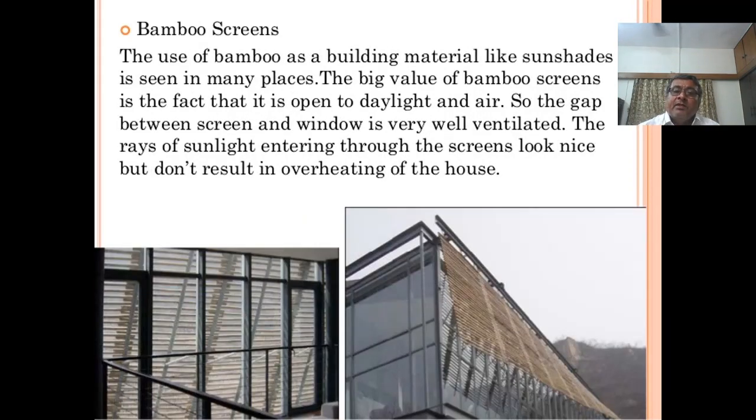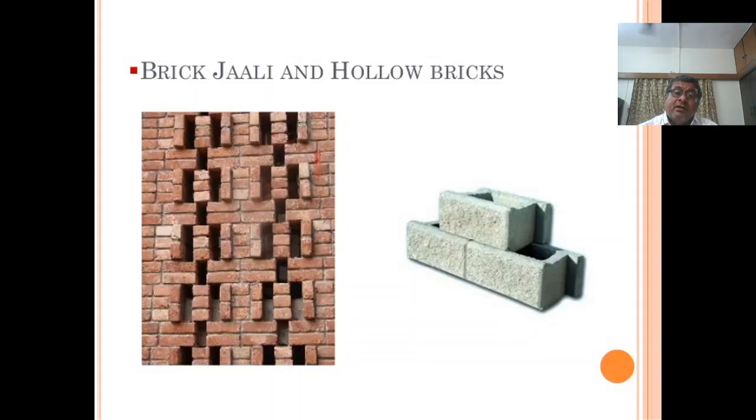Then bamboo screens. The use of bamboo as a building material like sunshades is seen in many places. The big value of bamboo screens is the fact that it is open to daylight and air. You can see here, the gap between the screen and the window, this gap, is very well ventilated. The rays of sunlight entering through the screens look nice but don't result in overheating of the house. This is brick jali and hollow bricks. Brick jali partition and hollow brick partitions.